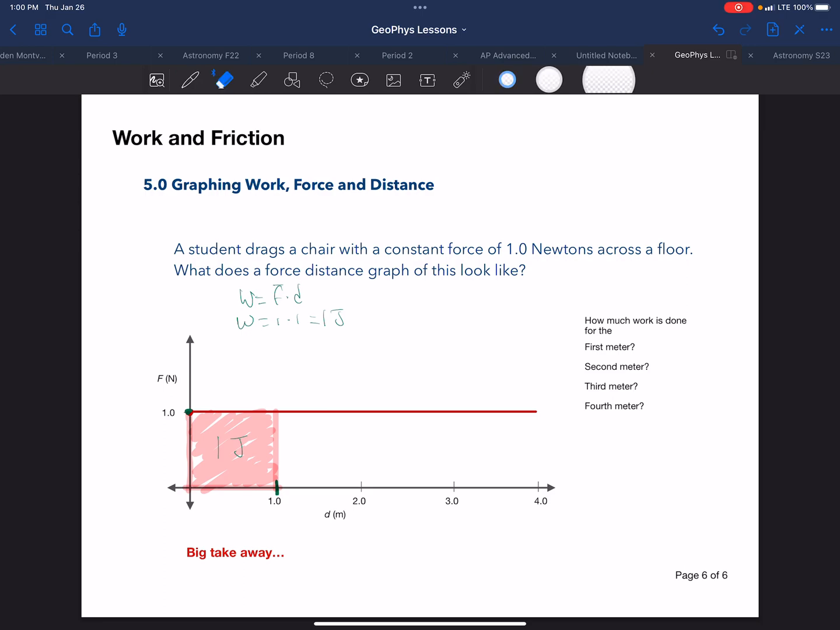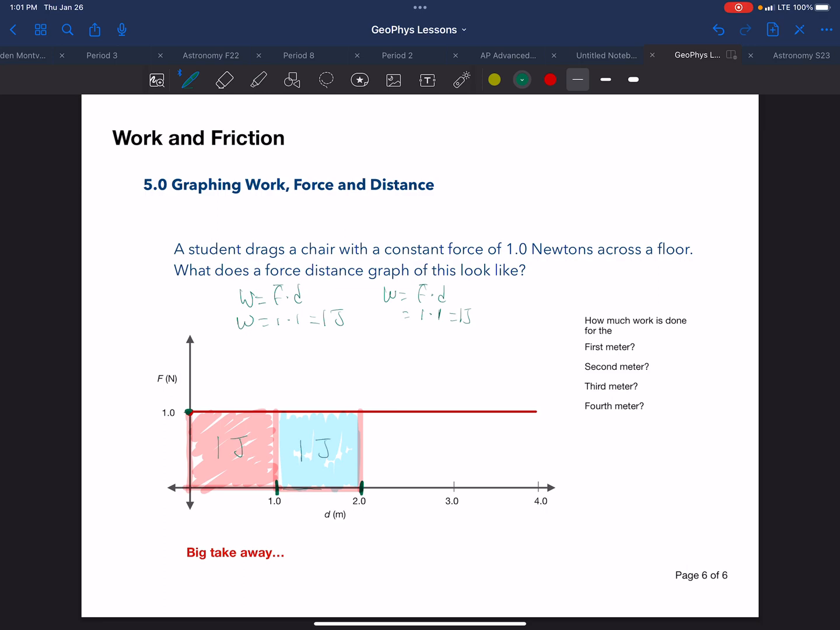Now, what about the second meter? In the second meter, the average force times the distance, well, the average force is still 1, and in the next meter, it went another meter, or 1. So 1 joule in the second meter. So what we did was actually measure the work from 1 to 2, and it was this force. So what we see is there's this amount of area that we're calculating. And that is also equal to 1 joule.